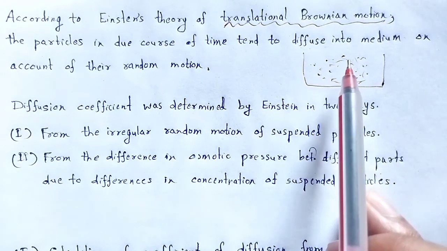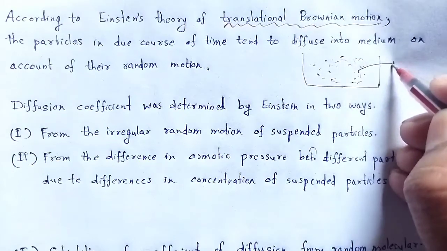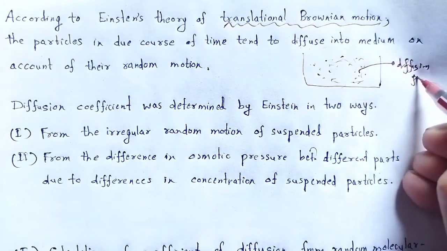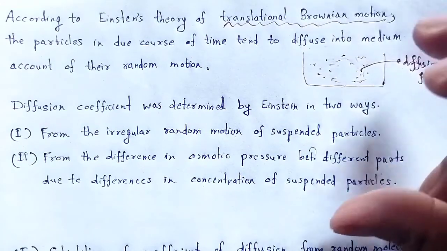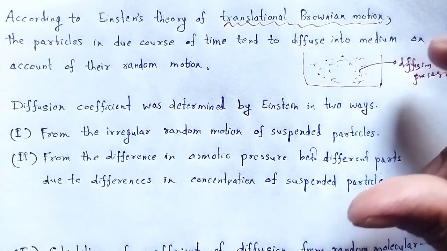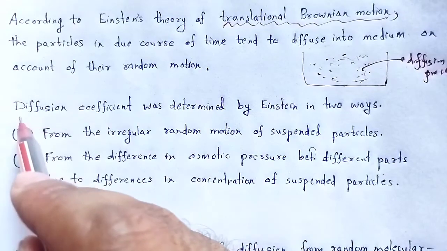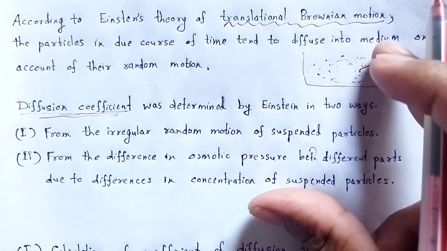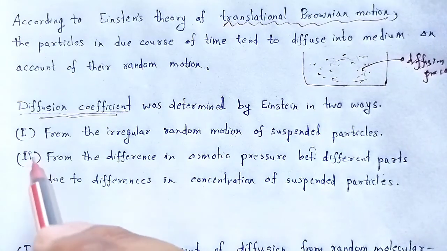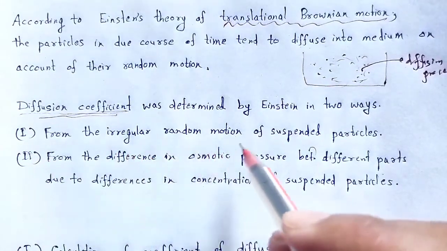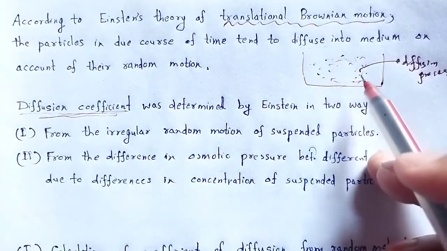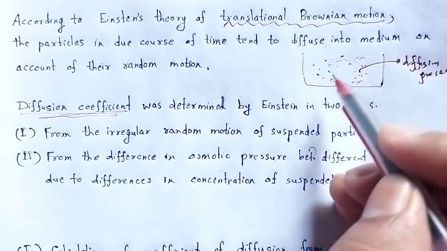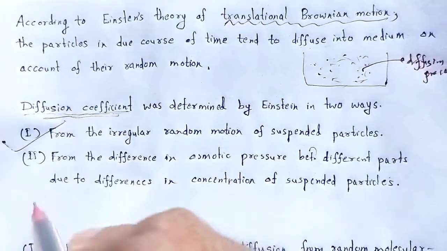Due to that diffusion process, the mathematical observation is found as the diffusion coefficient. The diffusion coefficient was determined by Einstein in two different ways. One way is from the irregular random motion of suspended particles; from this we calculate the diffusion coefficient.